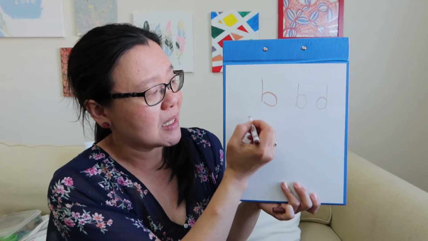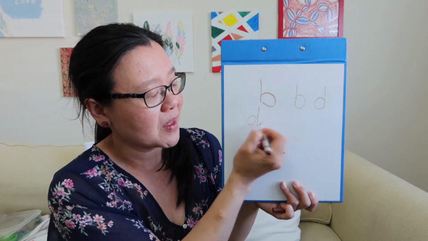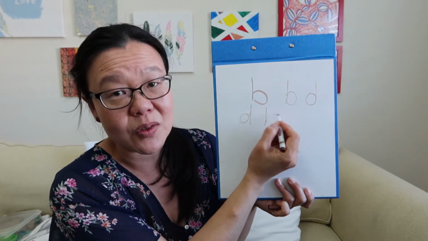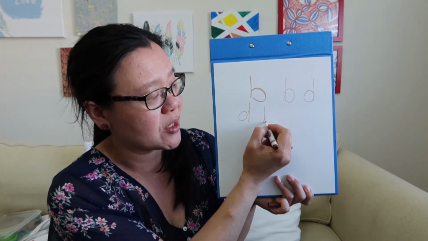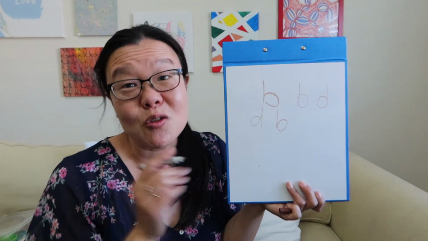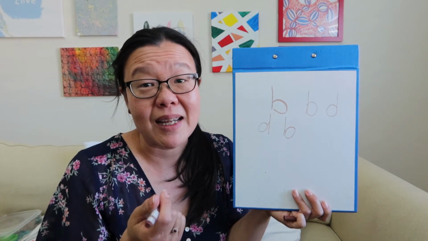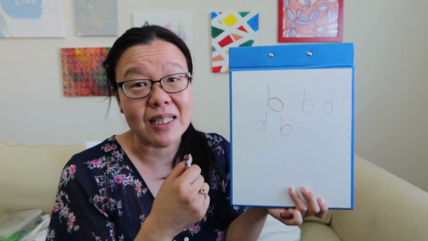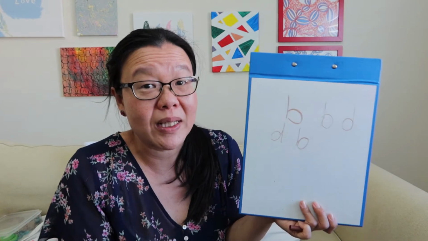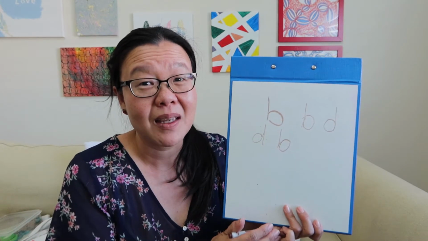A child might be intending to write a D, but instead they form the line and then get confused as to left and right. Which way should I go? And form their letter this way. Some children can identify, oh, I've made a mistake, it's actually a B instead of a D. And other children, it just adds to their confusion. What is a B? What is a D?